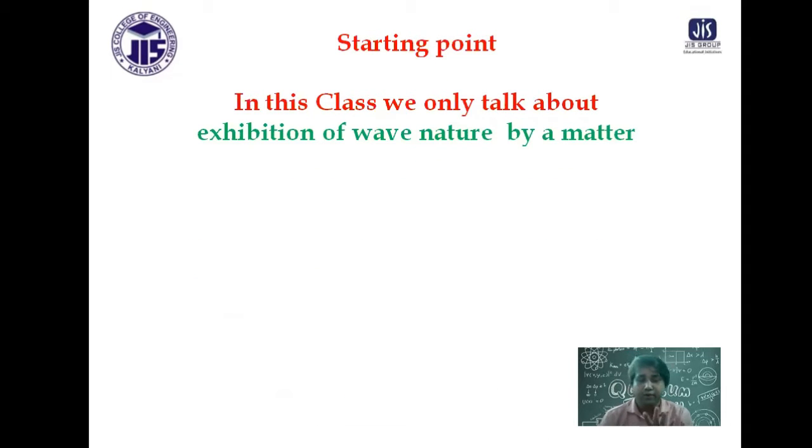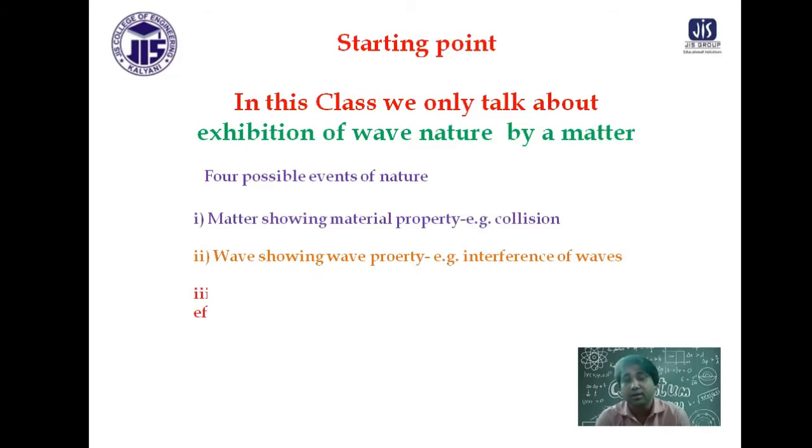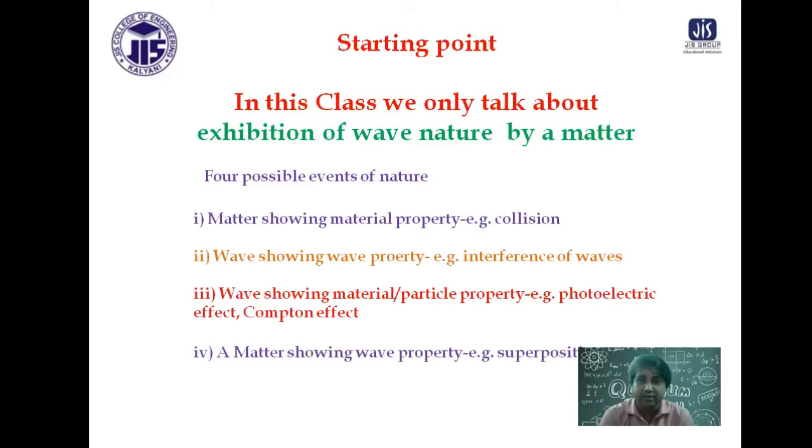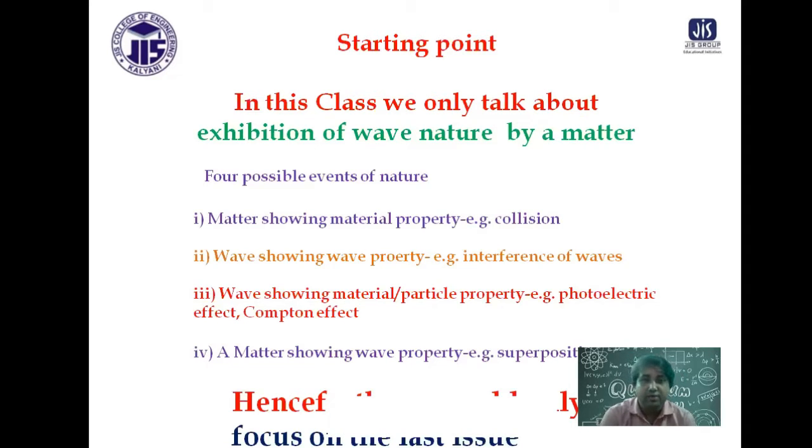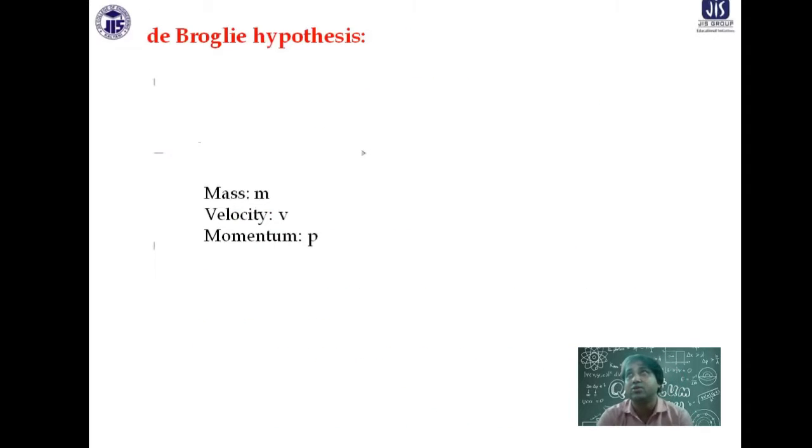The focal point or the starting point of our class is this issue, that in this class we only show interest in the wave nature of matter. Matter can show material nature, for example collision. Wave can show wave nature, for example superposition. Wave can show particle nature, for example the photoelectric and Compton effect, and matter can show wave nature, for example the Davisson-Germer experiment. You know it. This wave is called matter wave. This wave is a mathematical wave. It is a probability wave, as I told you.